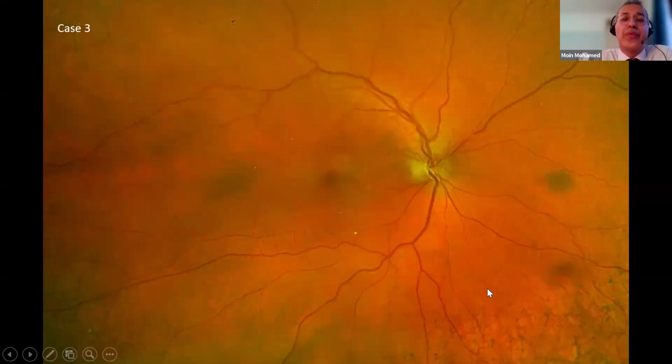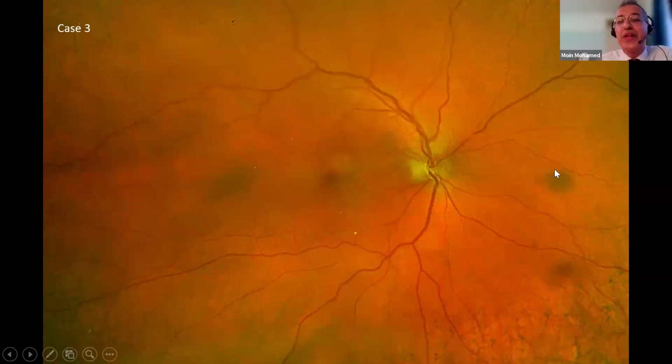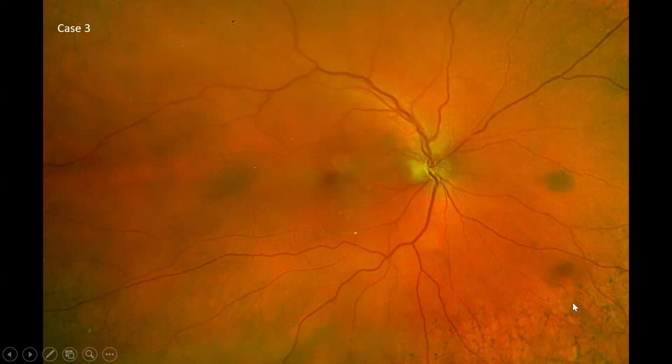Can anyone spot what the abnormality is here? There's a few things going on. Anyone going to offer something? There's nothing in the chat at the moment. No? Okay, a few things. There's a little nevus there. It's an elderly patient. RP is one person has said.